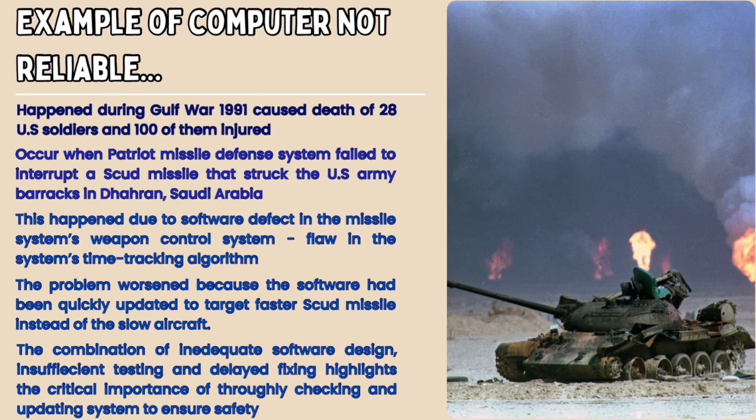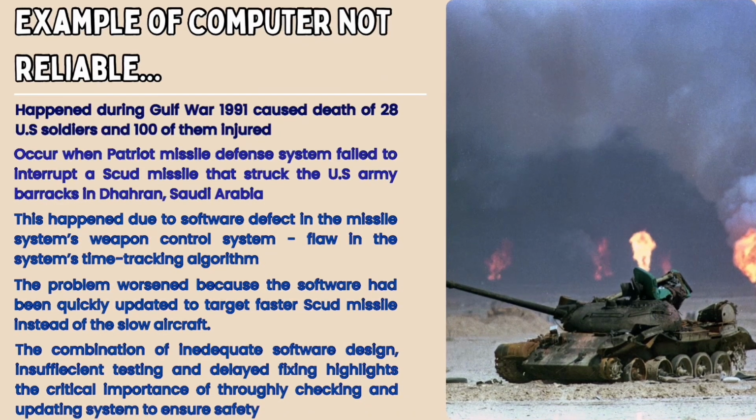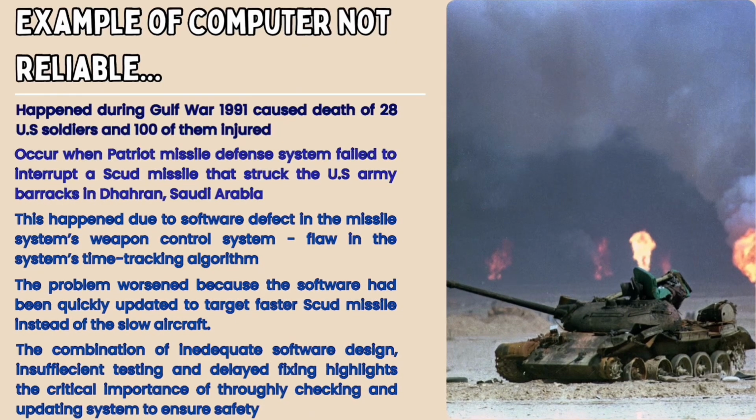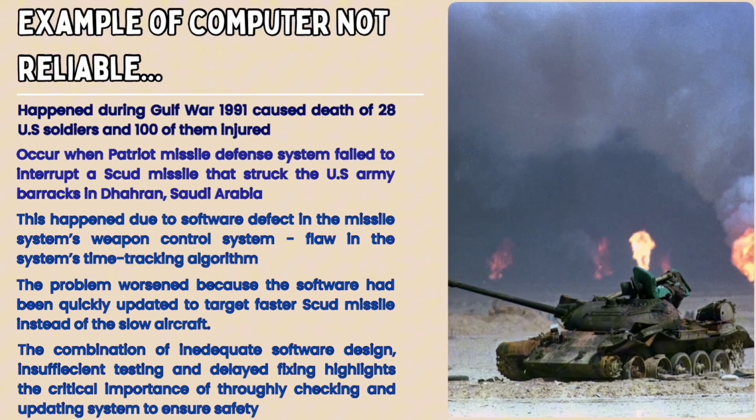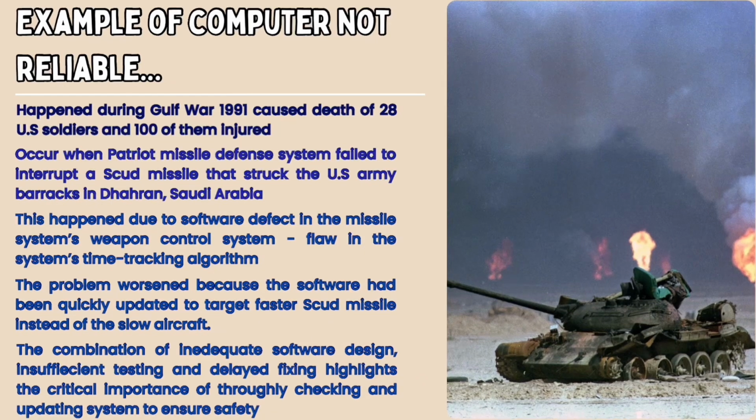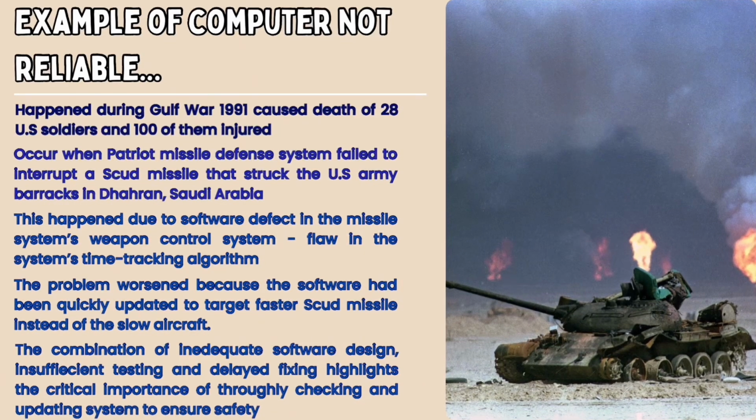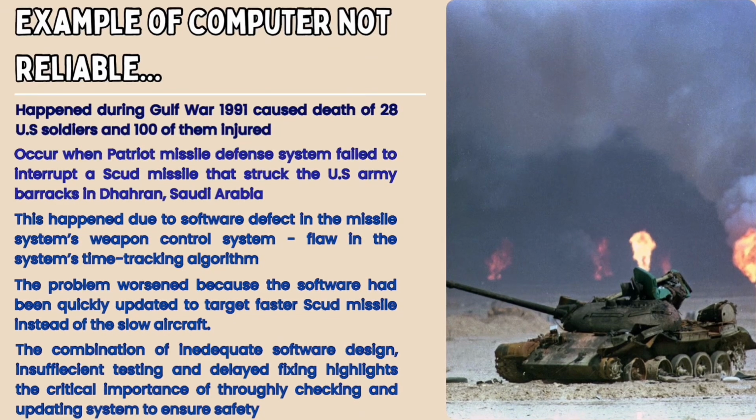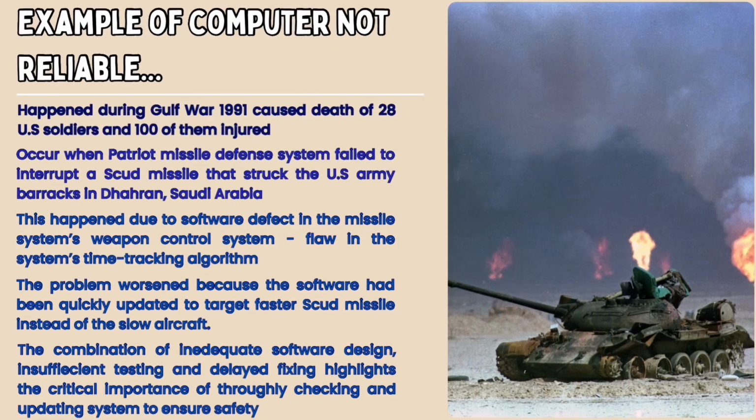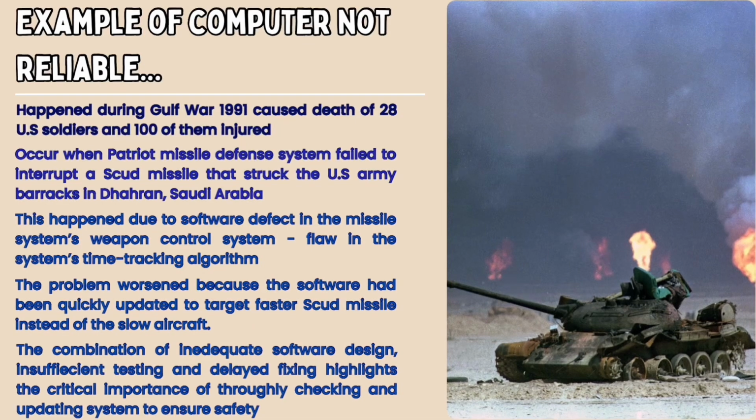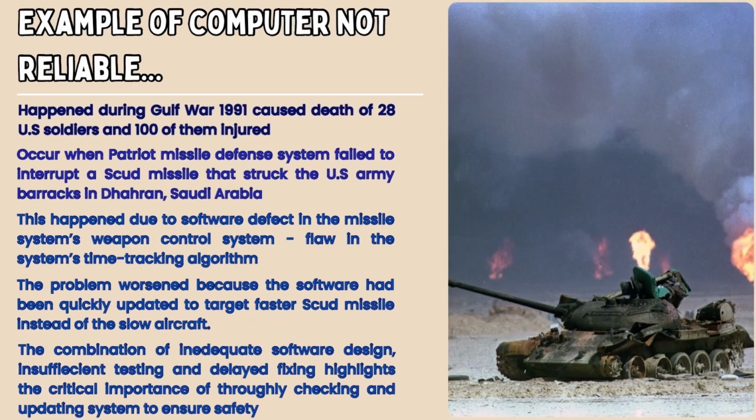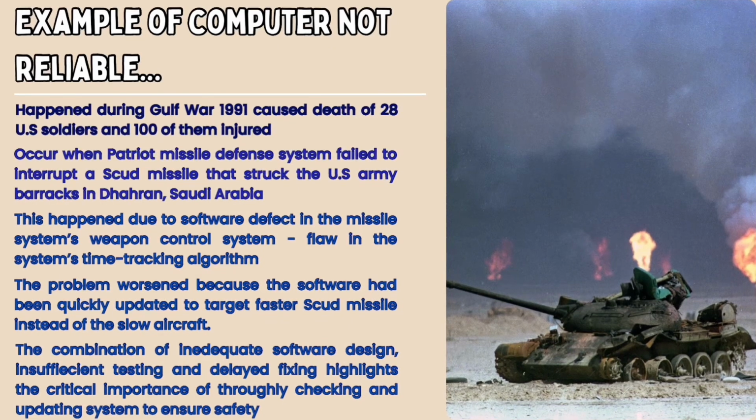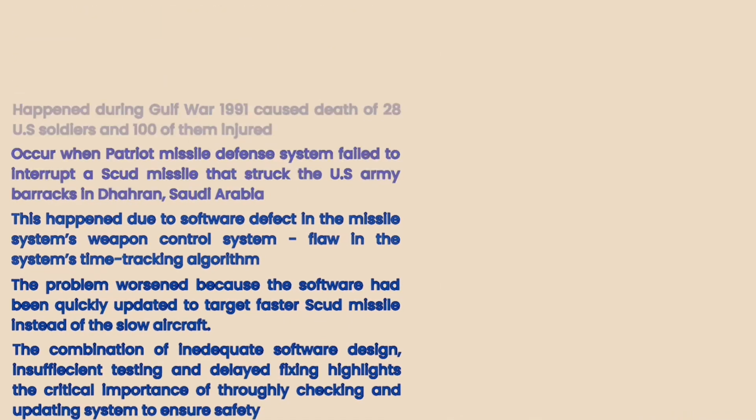The problem worsened because the software had been quickly updated to target faster Scud missiles instead of the slow aircraft it was originally designed for. Although the improvement was made during the war, the updated software had not reached the system in Dhahran. Hence, the combination of inadequate system design, insufficient testing, and delayed fixing highlights the critical importance of thoroughly checking and updating systems to ensure safety. The loss in Dhahran demonstrates how even a small software error can lead to catastrophic failures.